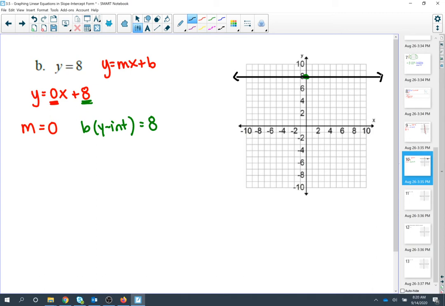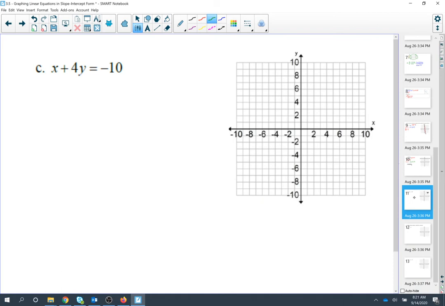Do you guys remember when we did horizontal lines? If y is 8, I said that means x could be anything. So let's see. X is 2, y is 8. X is 6, y is 8. X is negative 8, y is 8. That's making a horizontal line.